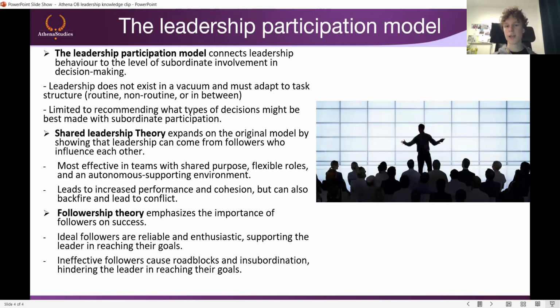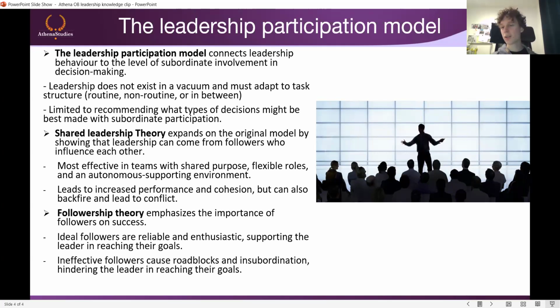Now, while this model is great for showing us what types of decisions might be best made with subordinate participation, so where the subordinates can best give their input, sadly, that's the only thing that this model can do for us, so it is very limited. But luckily, the shared leadership theory expands on our leadership participation model by showing us that leadership can also come from followers who influence each other. So then there's not specifically a leader, but all the followers together become the leaders of their project, which only works effectively in teams that have a shared purpose, flexible roles, and an autonomous supporting environment.